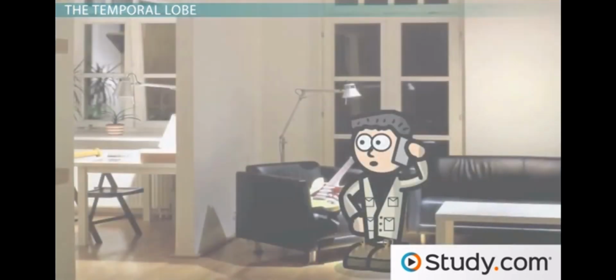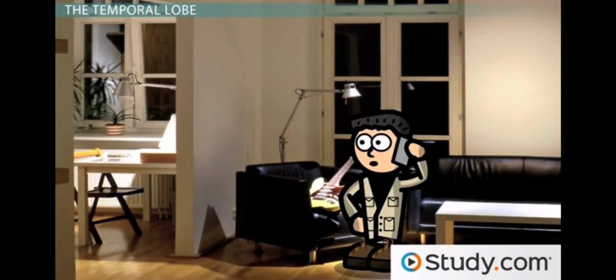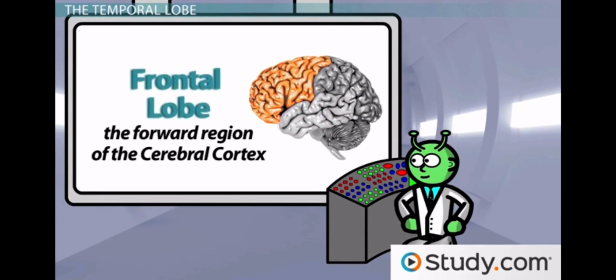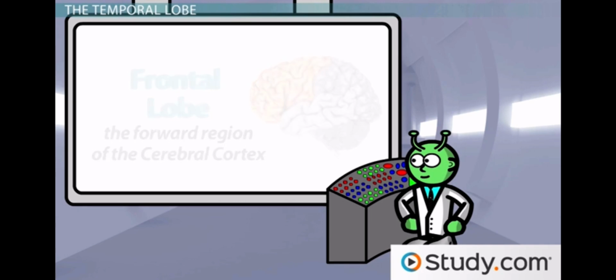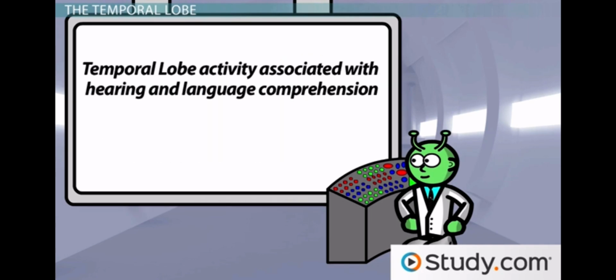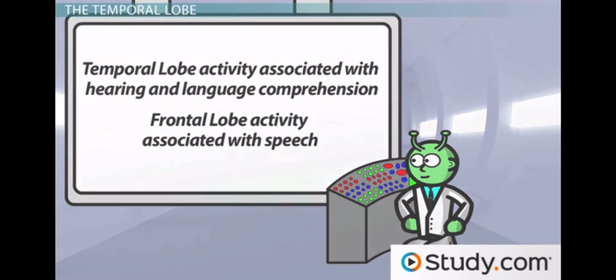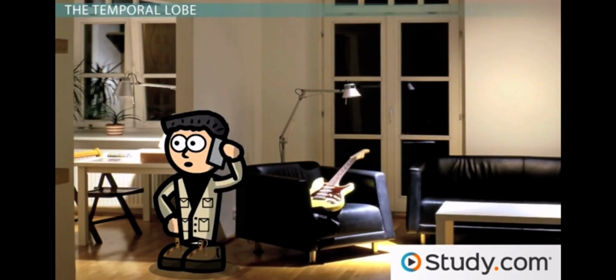Now Phil had picked up the phone and dialed a number. When he started talking on the phone, Blur noticed another increase in brain activity in the temporal lobe, as well as an increase in brain activity in the frontal lobe, or the forward region of the cerebral cortex. In fact, it actually looked like the frontal lobe had more activity when Phil was talking, and the temporal lobe had more activity when he was listening. Blur made some more notes in the computer. Temporal lobe activity associated with hearing and language comprehension. Frontal lobe activity associated with speech. Phil spent most of the night on the phone and then went to bed.